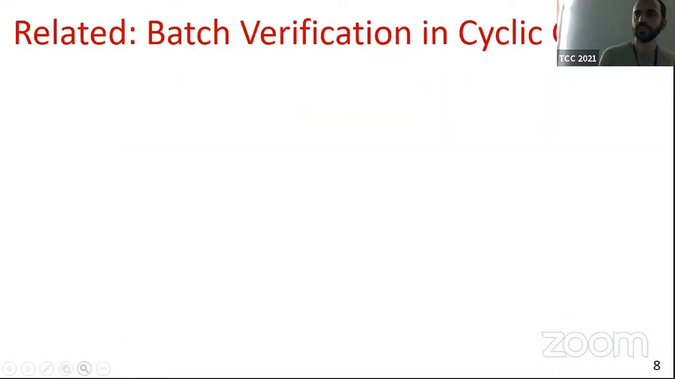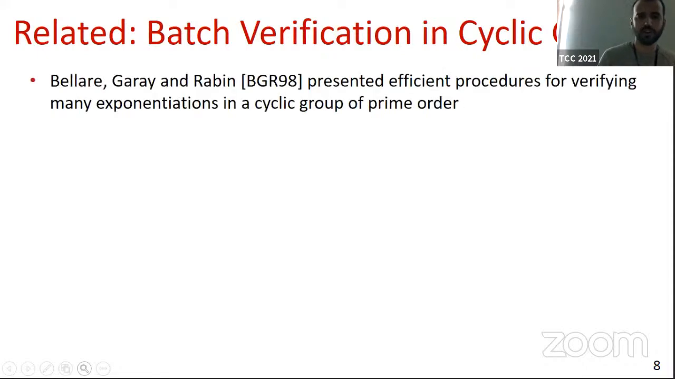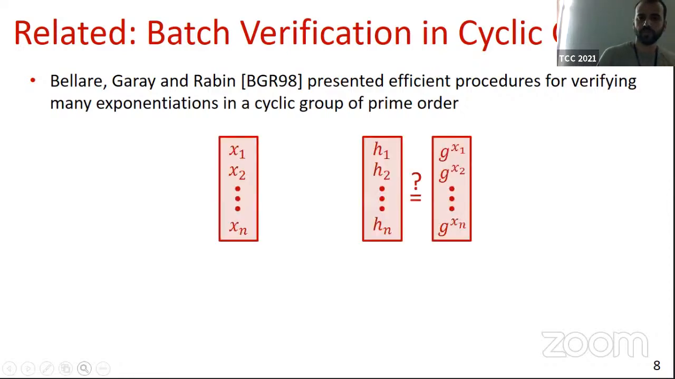In order to answer this question, we'll take a look at related work from over 30 years ago. This is the seminal work of Bellare and Rabin that studied the question of batch verification of exponentiations in cyclic groups of known order. So the setting in their work was the following.